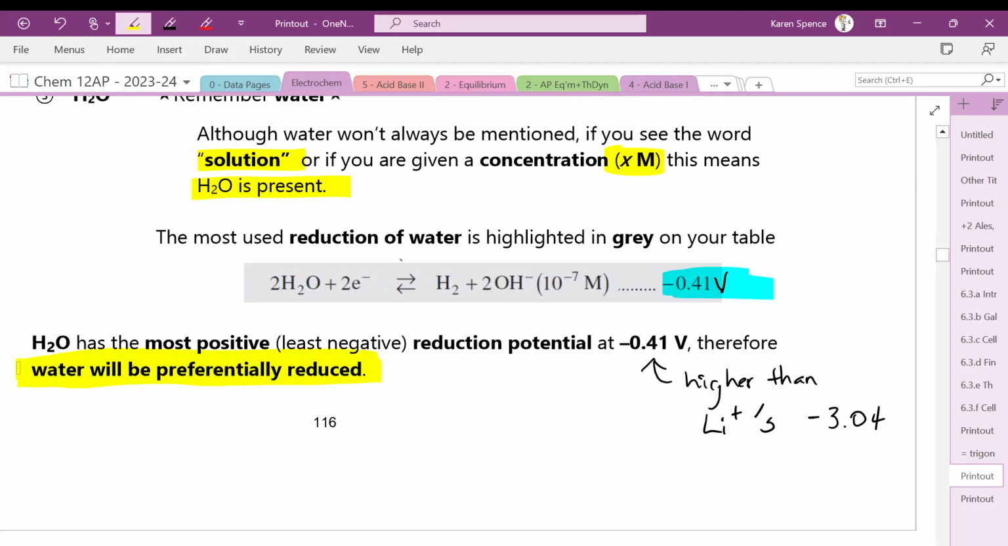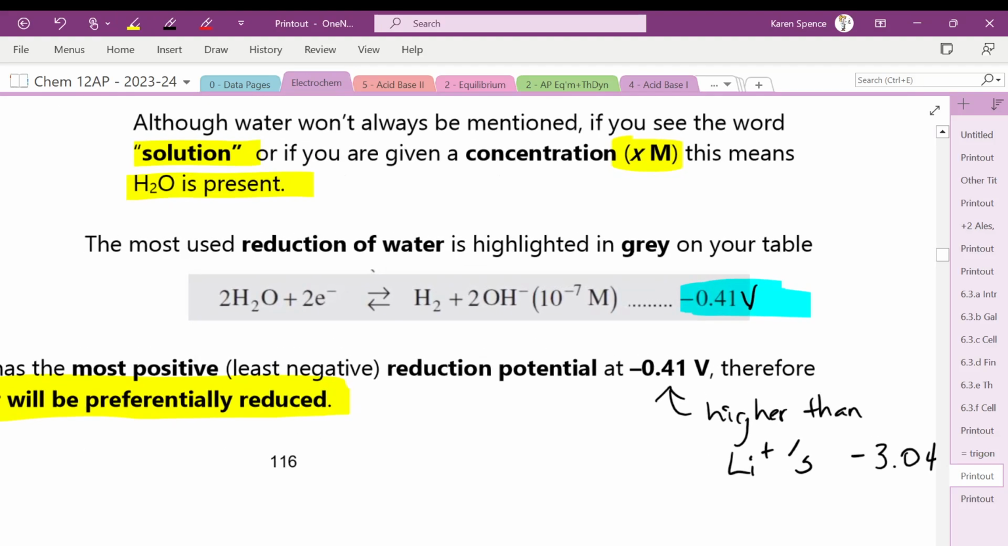So when we're asked, what's the reduction half reaction? It's that water half reaction. Is that good? Questions? Yes. What is reducing H2O? Sorry? Yes, we're only doing the reduction half reaction. We're going to get to the oxidation one in just a second. Okay? Yeah, good question.